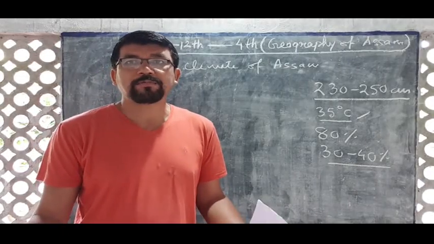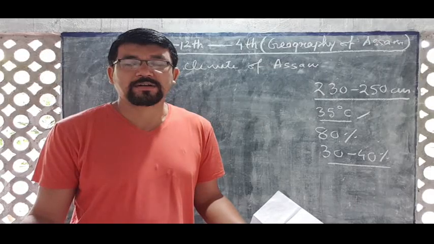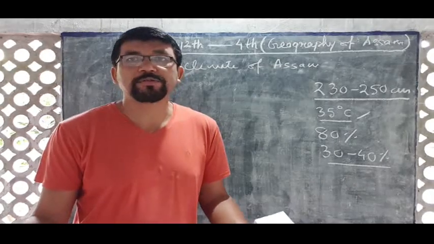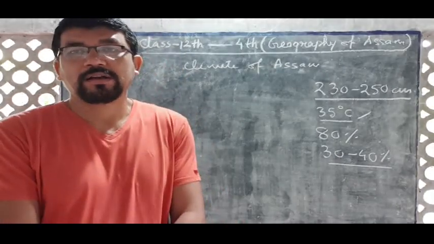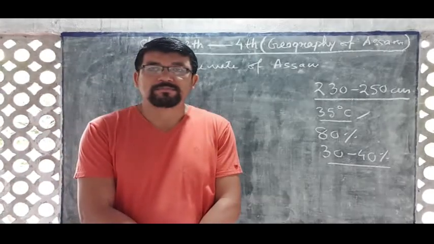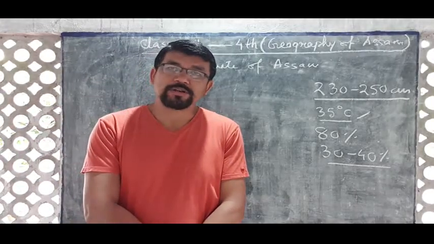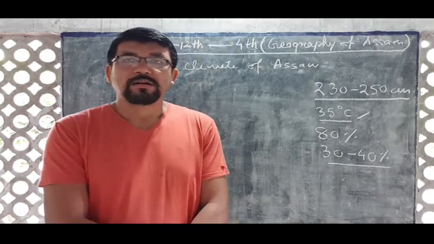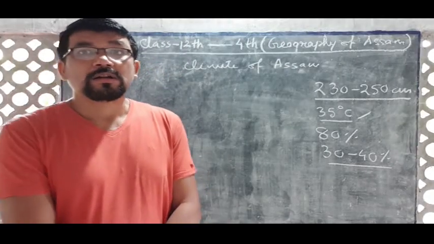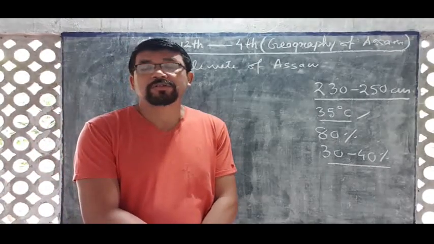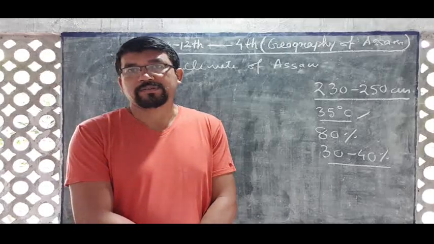Why are these distributions different? Rainfall distributions are quite different among the districts of Assam. It is only because of the landform conditions of different districts.